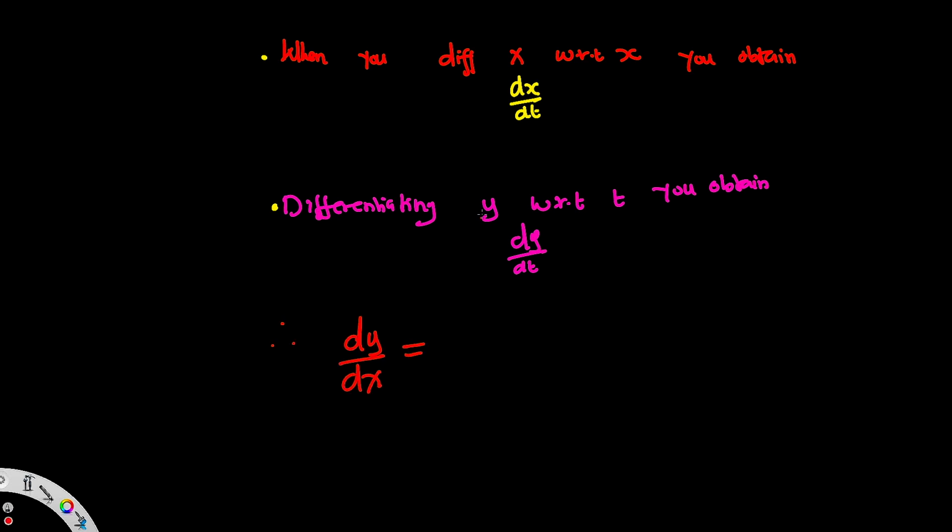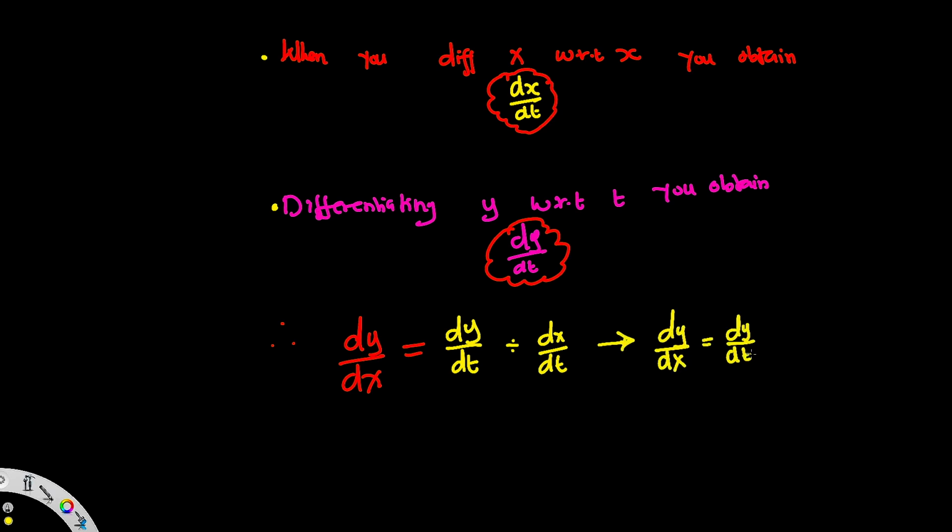So how are you going to get dy/dx? It's going to be dy/dt divided by dx/dt. But if you have a division of fractions, you find the inverse of the second fraction, and this is going to be given as dy/dx equals dy/dt times dt/dx. You can see now in this new equation that you can cancel dt, and then you remain with dy/dx.